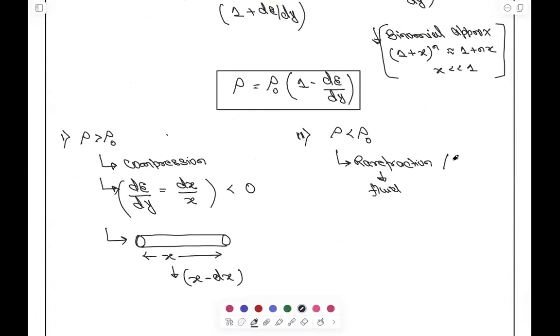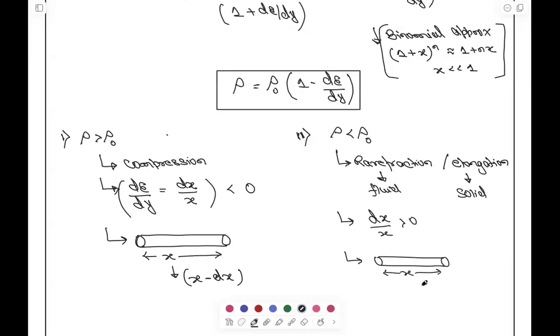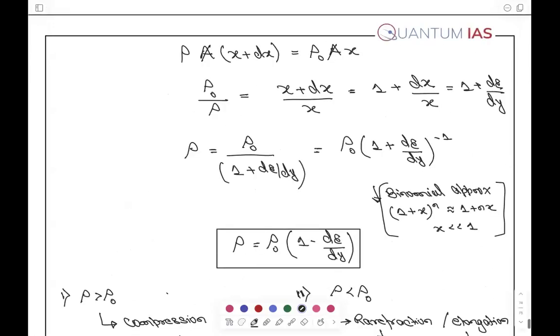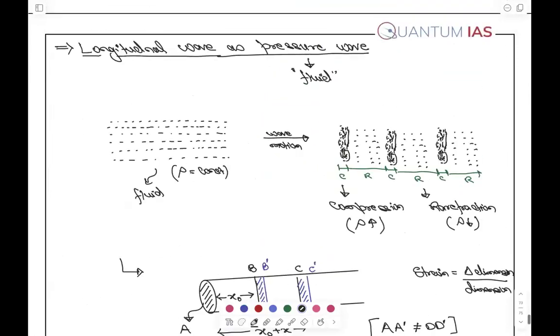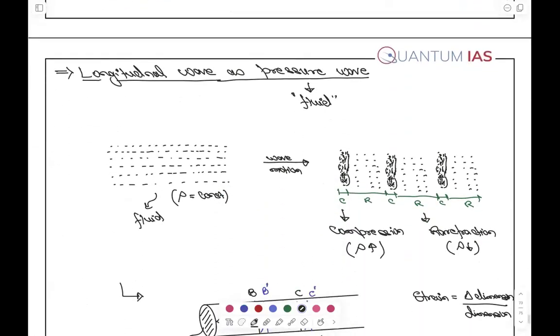Elongation in solid. Everything is the same. Elongation in solid means dx by x is positive. So if this is my rod and the length was x, now the rod's length has changed to x plus dx. Whether you say rod or column of air, everything is the same here. Okay? Everyone got it or not? So this was my longitudinal wave as a pressure wave.